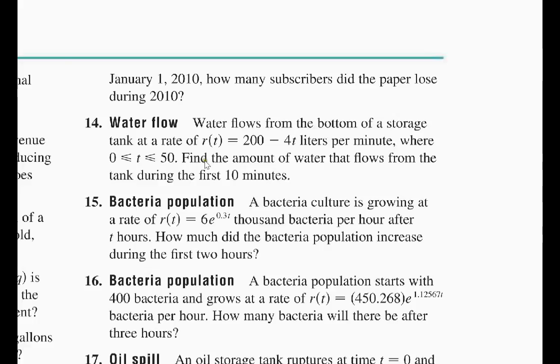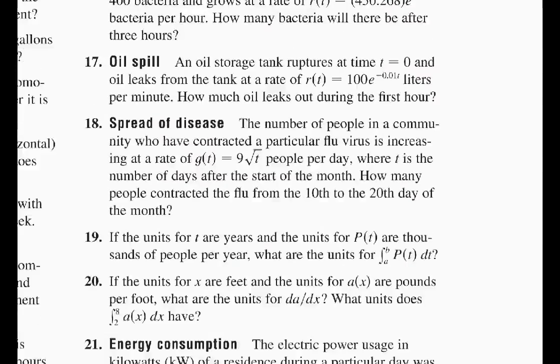So here's the question. Forget everything up here. Let's just look at the question, and this determines our setup. Find the amount of water that flows from the tank. So I'm looking for a total amount of accumulation. That means I'm going to take the antiderivative from 0 to 10 of this. How much did the bacteria population increase during the first 2 hours? Okay, I'm looking for a total accumulation, antiderivative from 0 to 2 of this. Simple as that.